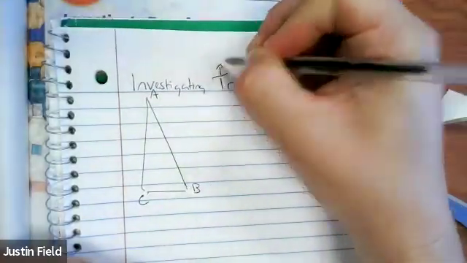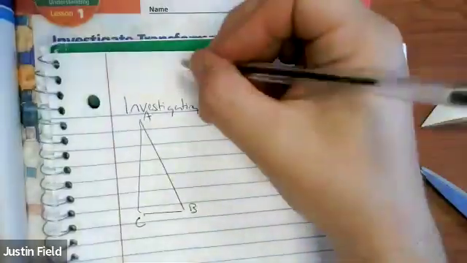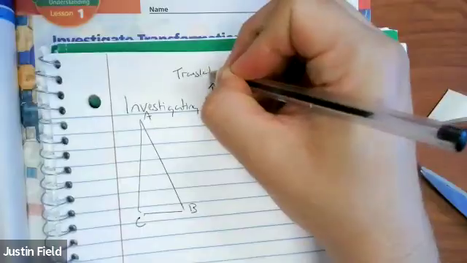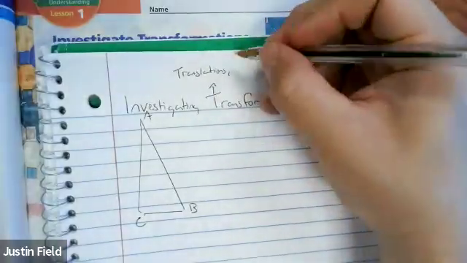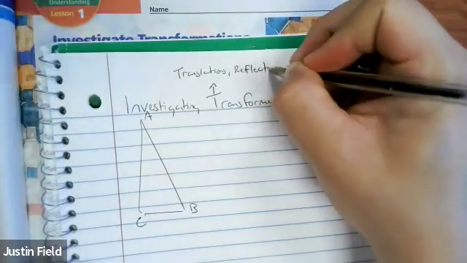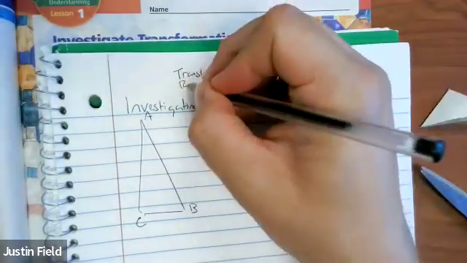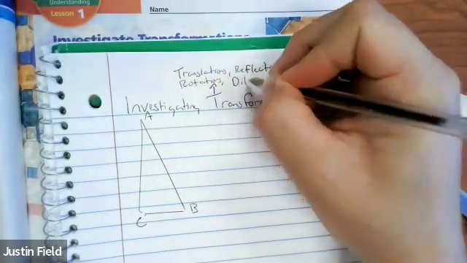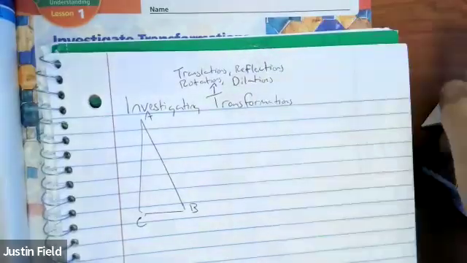So let's write down our 4 transformations. We have translations. We have reflections. We have rotations and dilations. I'm going to teach you this little wave right here. Oh my goodness, I'm still upside down. Perhaps I should go right side up.